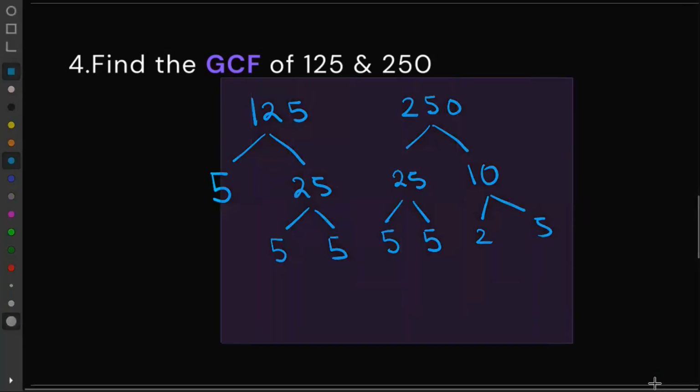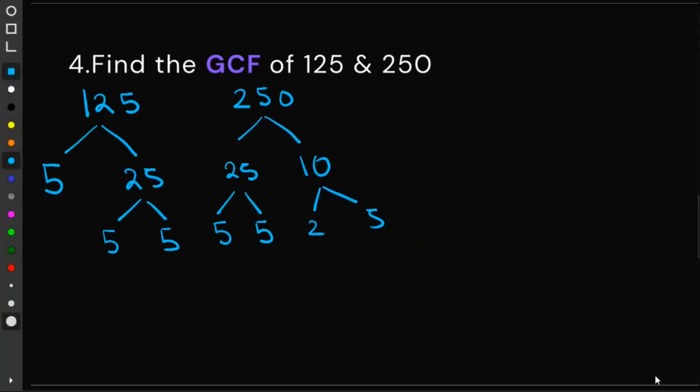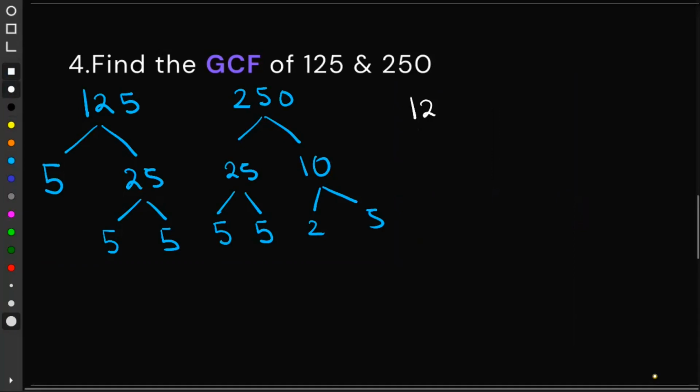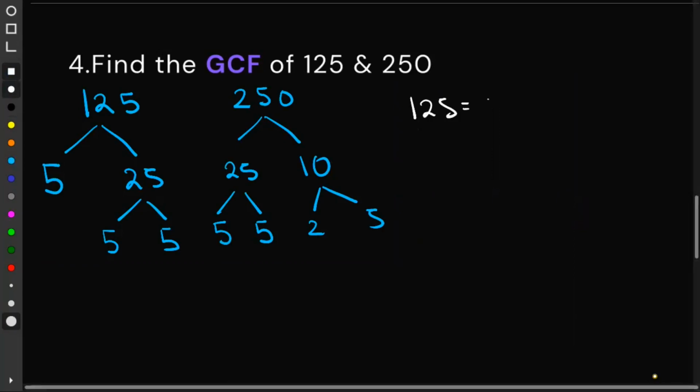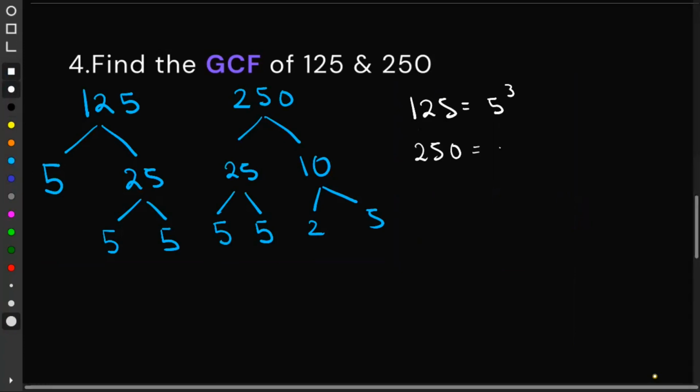So let's move these out, and let us again express these two numbers in terms of its prime factors. So we have 125 is equal to 5 cubed. On the other hand, 250 is equal to 2 times 5 cubed. Now let us compare again.